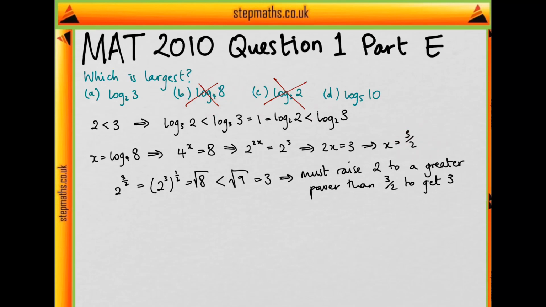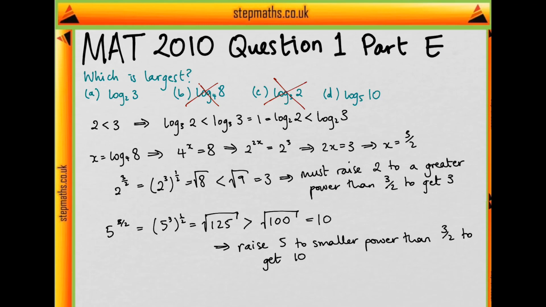So what's 5 to the power of 3 over 2? So again, that's going to be the same as 5 cubed to the half, which is the same as the square root of 125. And well, that's going to be greater than the square root of 100, which is equal to 10. And so we see that we want to raise 5 to a smaller power than 3 over 2 to get 10. So because this is what we raise 5 to to get 10, well then this must be smaller than 3 over 2. So D is less than B, which isn't the largest, so we can eliminate that option also, and we see that our answer is A.